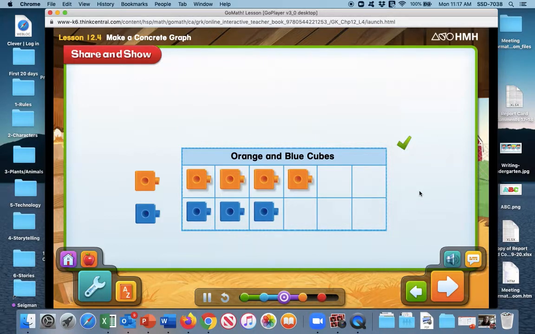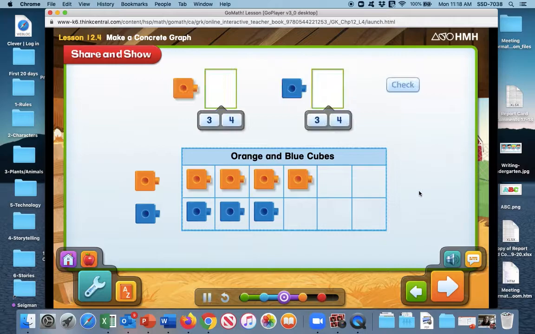Good job! You placed the orange cubes in the boxes next to the orange cube and the blue cubes in the boxes next to the blue cubes. Now select how many orange cubes there are and how many blue cubes there are. Check your work when you're done.